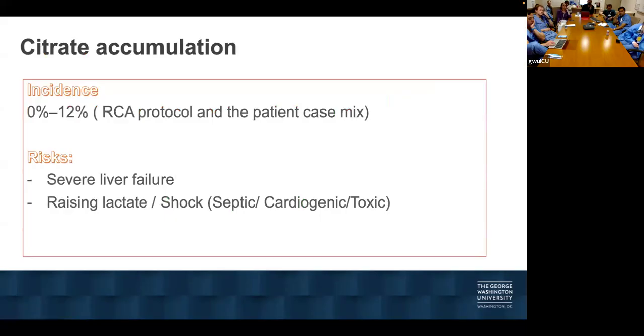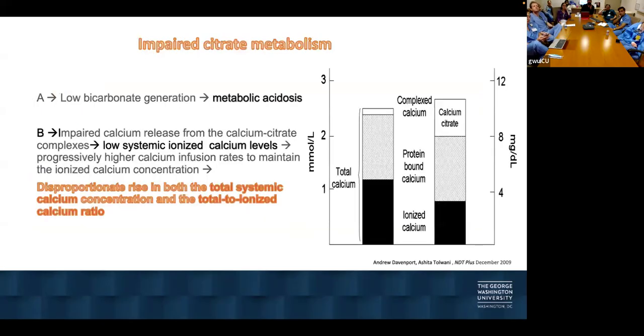There's a risk of citrate accumulation, which goes from 0 to 12, and this is all based on your protocol and the team practicing it. The risk is higher with severe liver failure or a rising lactate shock state. If you have a shock state, your lactate is rising and LFTs are going south, it's not the right patient for citrate. It's not a permanent thing. As the patient turns around and starts getting better, then you can initiate citrate, but this is not the right moment to start in those patients.